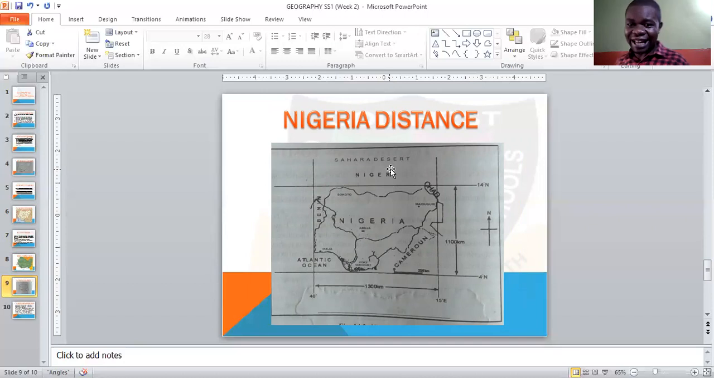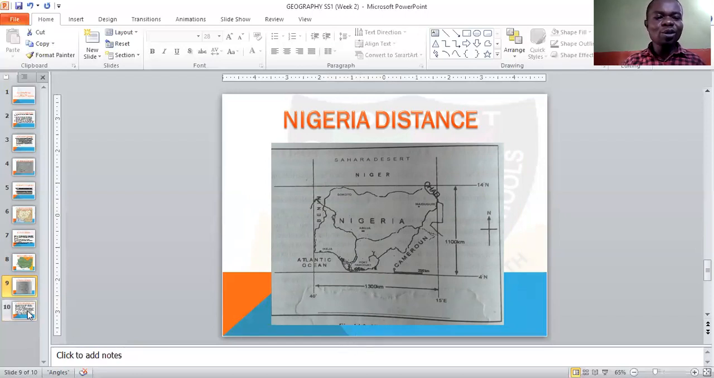We talked about the distance just now. 1,100 north to south. This is north, this is south. 1,100 kilometers. Then we talk about the west to the east. This is west and this is east. That is 1,300 kilometers. So this is the distance of Nigeria we're talking about.